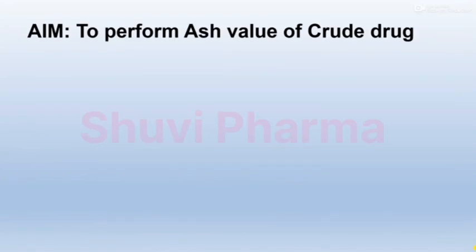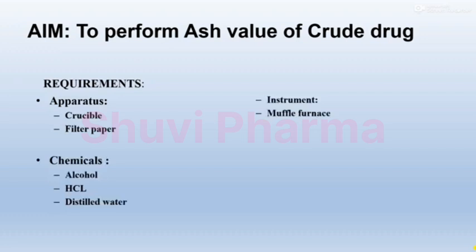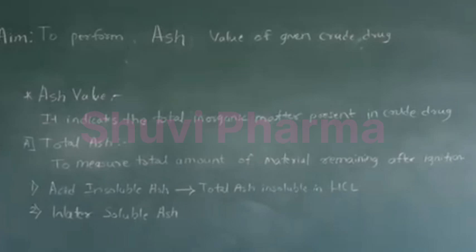We will perform the ash value of crude drug. The requirements for the practical are crucible and the filter paper, that is Whatman filter paper. The chemicals required are alcohol, hydrochloric acid, distilled water, and the instrument we will use is muffle furnace. The aim of the practical is to perform the ash value of the given crude drug.